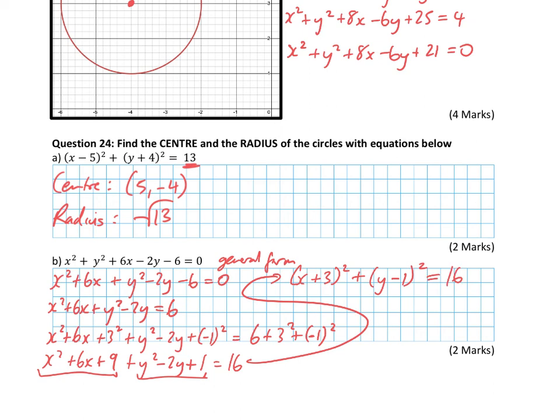So that's in center radius form now. So the center must be at negative 3, 1. Radius: 16 is the radius squared. Square root of 16 is 4.